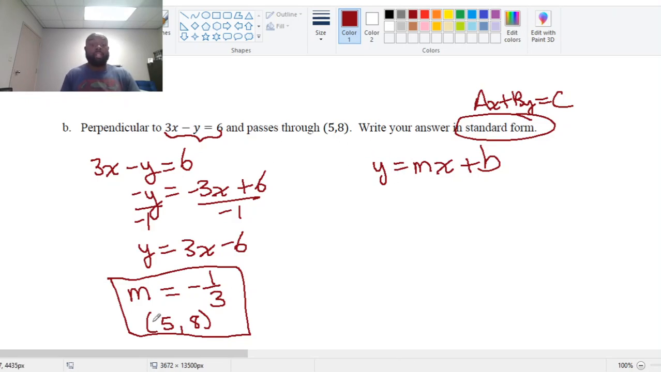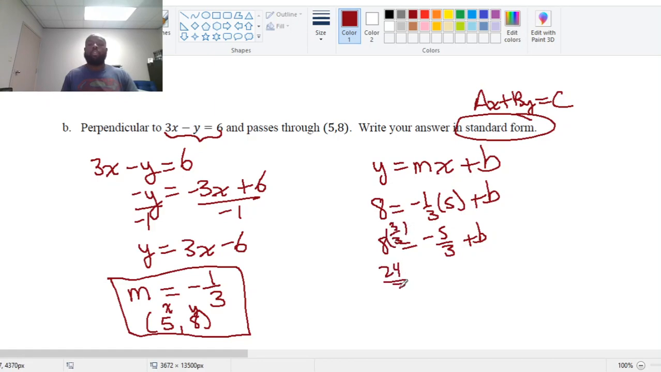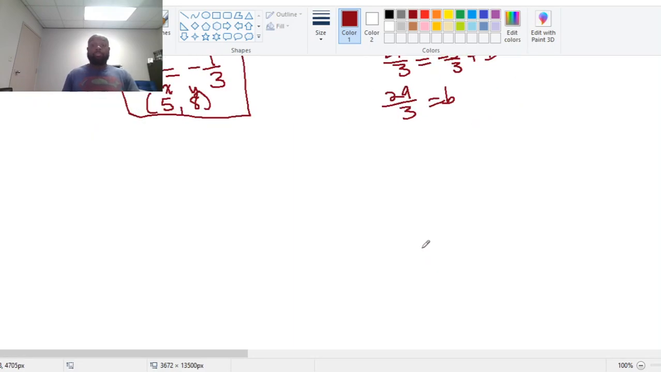I'm going to plug in this for x and that for y, and I have my -1/3 in for m. I'm going to get 8 equals -1/3 times 5 plus b. That's 8 equals -5/3 plus b. Now this is thirds here, right? So I'm going to multiply by 3/3. That's 24/3 equals -5/3 plus b. And if I add 5/3 to both sides, that'll be 29/3 equals b. And so I'll have y equals -1/3 x plus 29/3.